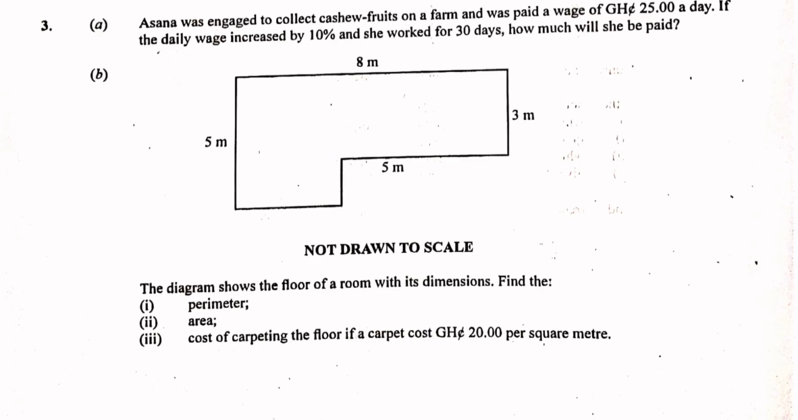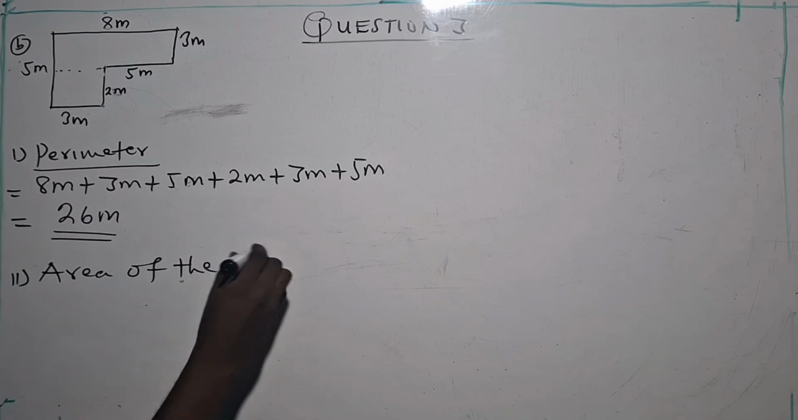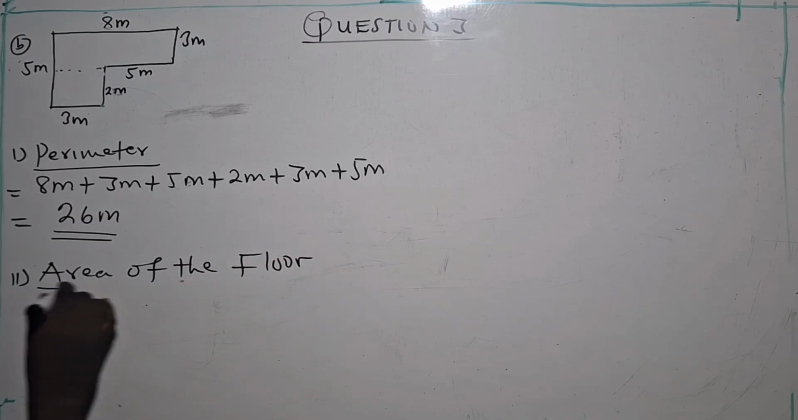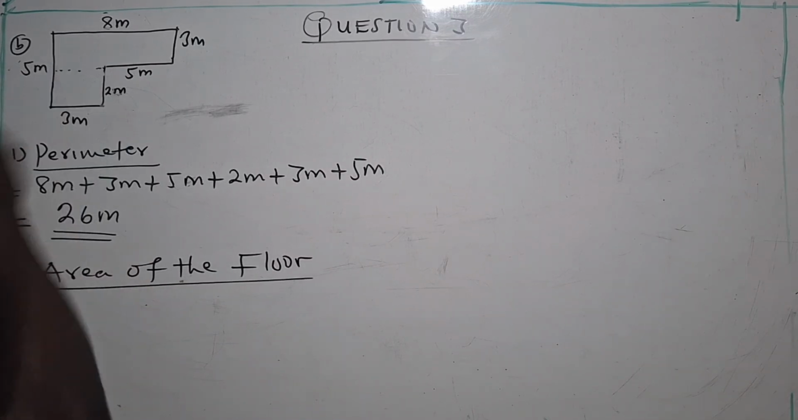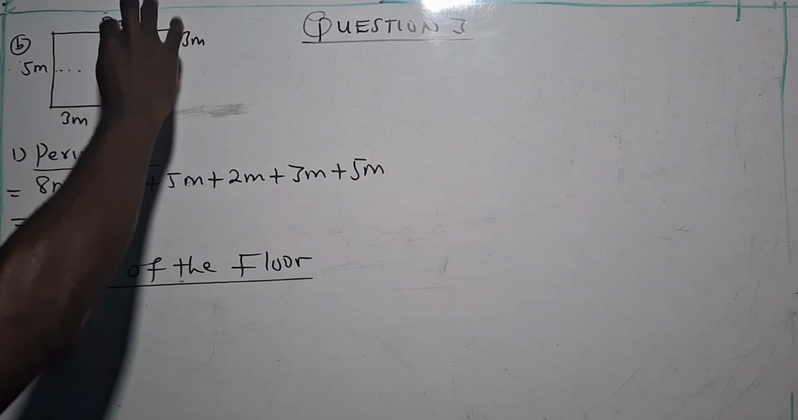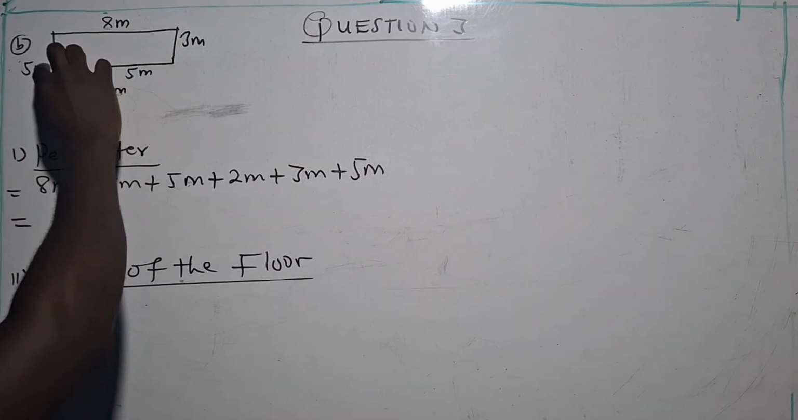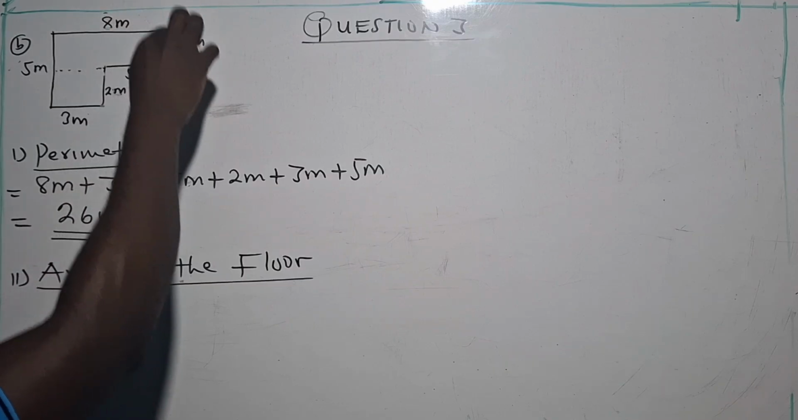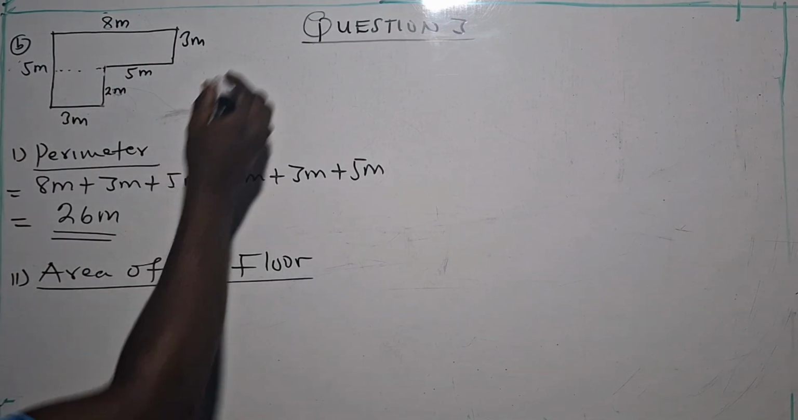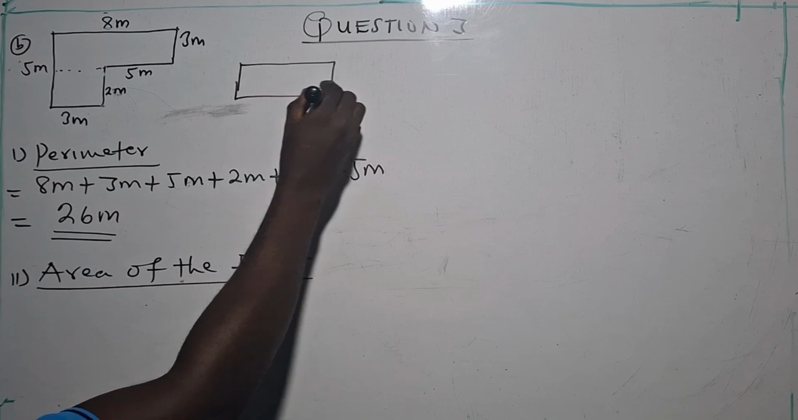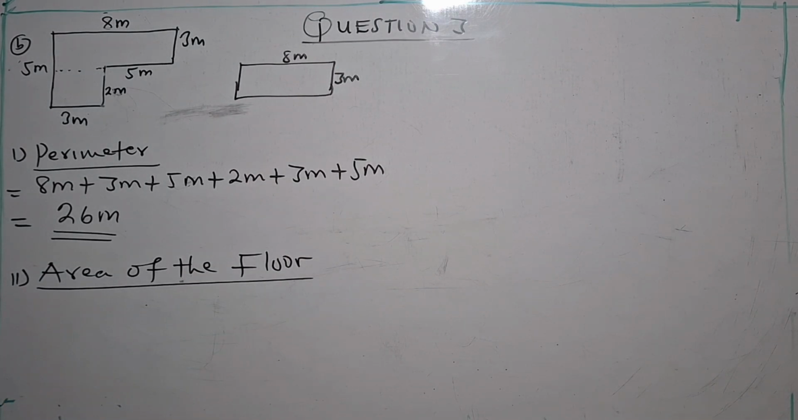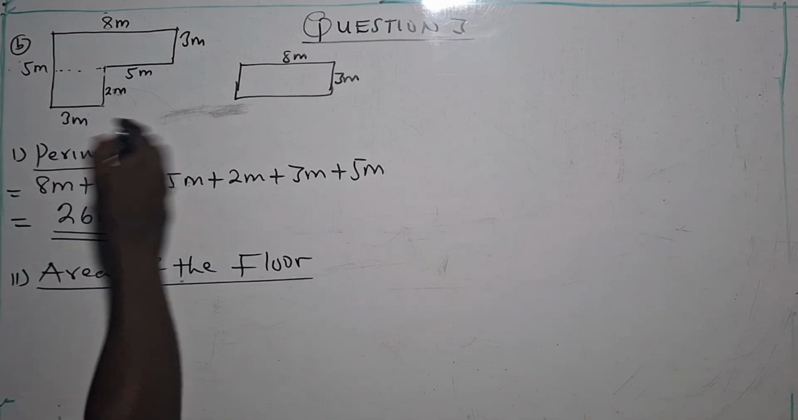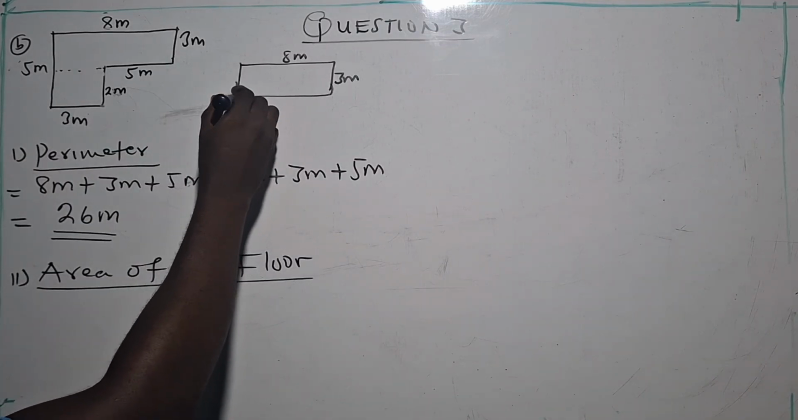So next, we should find the area of the floor. So how do you find the area of the floor? Now pay attention. The same idea we use here. Now, when you cut this side off, this side forms what? A rectangle like this. Forms a rectangular shape like this, with here 8, with here 3. Exactly. And the downside also forms another rectangular shape.